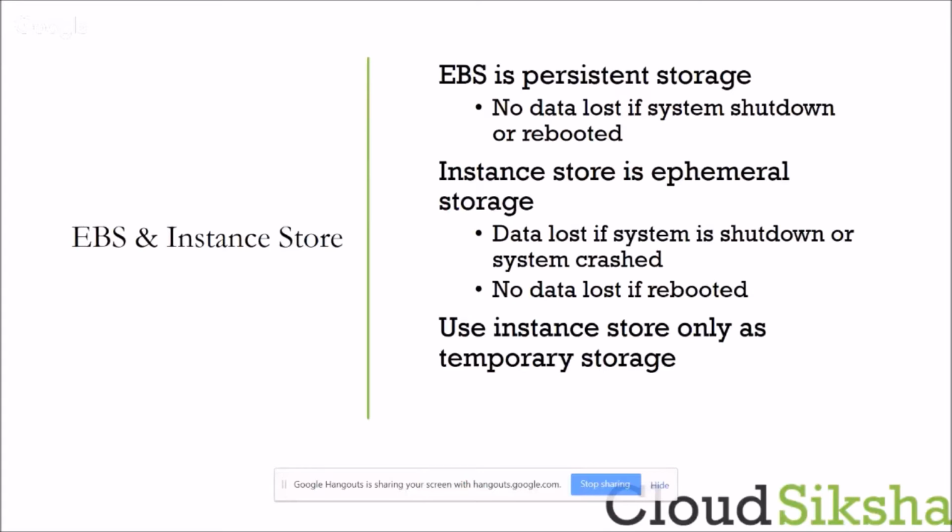Therefore, whenever instance store is available to you in an instance type, you use that only for temporary storage. You can use that to do a lot of fast IO. So if you see the storage optimized instances, they give you a lot of SSD based instance store. You can do a lot of fast, quick IOs there, because instance store is part of the server on which your instance resides. Therefore, that will be much faster.